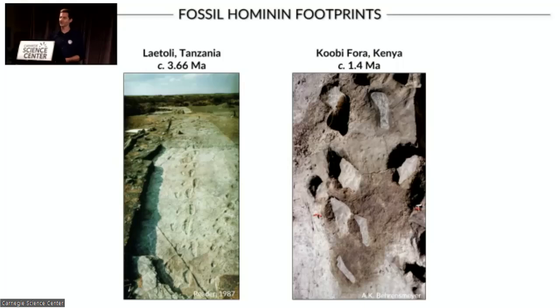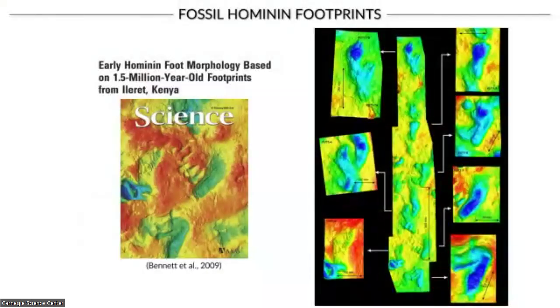So for about 3 decades that followed these two discoveries in 1978, these were the only sets of early hominin footprints that were known that predated modern humans. There weren't a whole lot of data to work with. But that picture has really changed in the past 15 years or so. As I was entering graduate school in 2009, this discovery was announced in Science of these 1.5 million-year-old hominin footprints that were discovered near Ileret, Kenya.